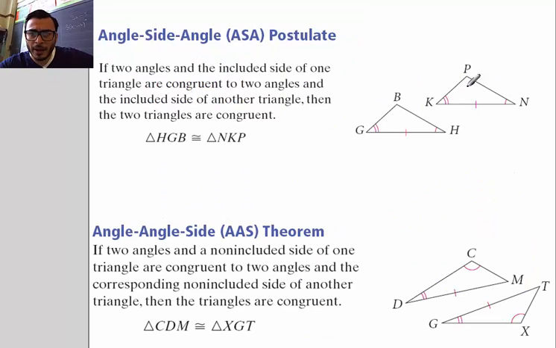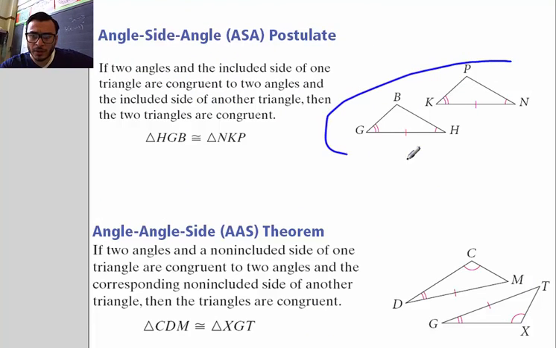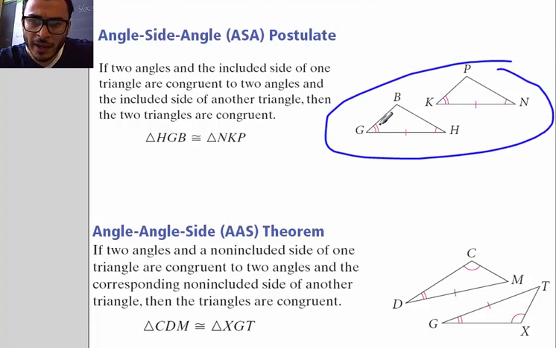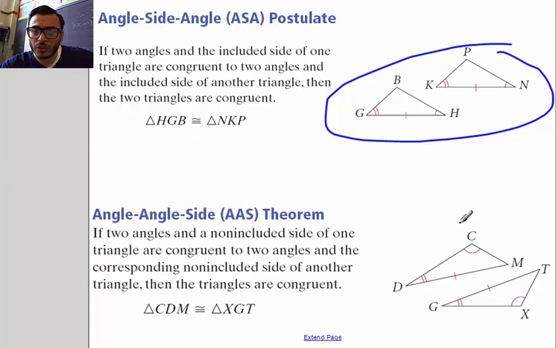The angle side angle postulate is right over here. So you have angle congruent to angle, side congruent to side, angle congruent to angle. And this time it's the side that's included. It's the 2 angles and the included side. Then we have the angle angle side theorem.